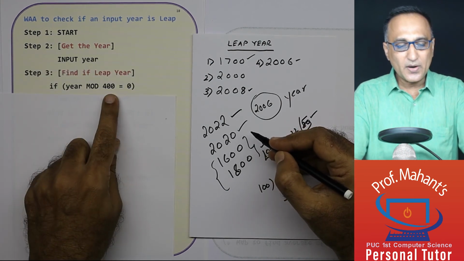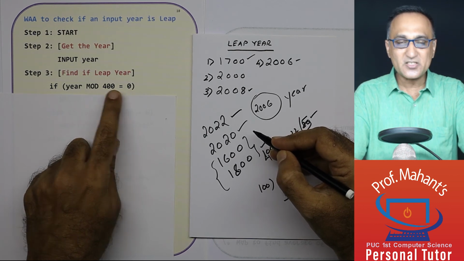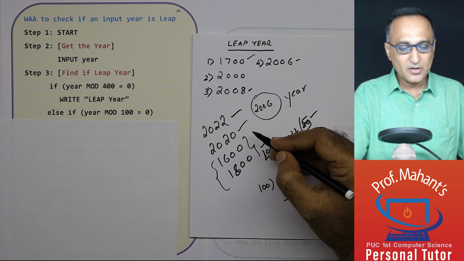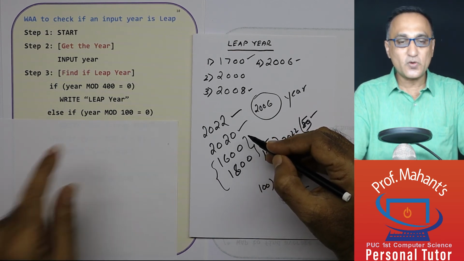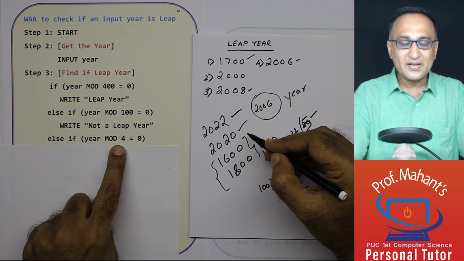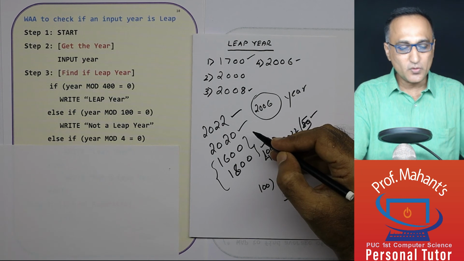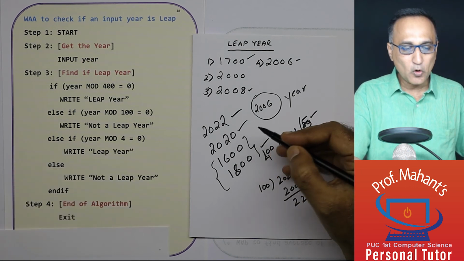2020 divided by 400, remainder is 20. So this condition is false. 20 is not equal to 0. 2020 divided by 100, remainder is 20. 20 equal to 0 is again false. 2020 divided by 4, the remainder is 0. This condition is true. It's going to say 2020 is a leap year and then I'm going to halt.